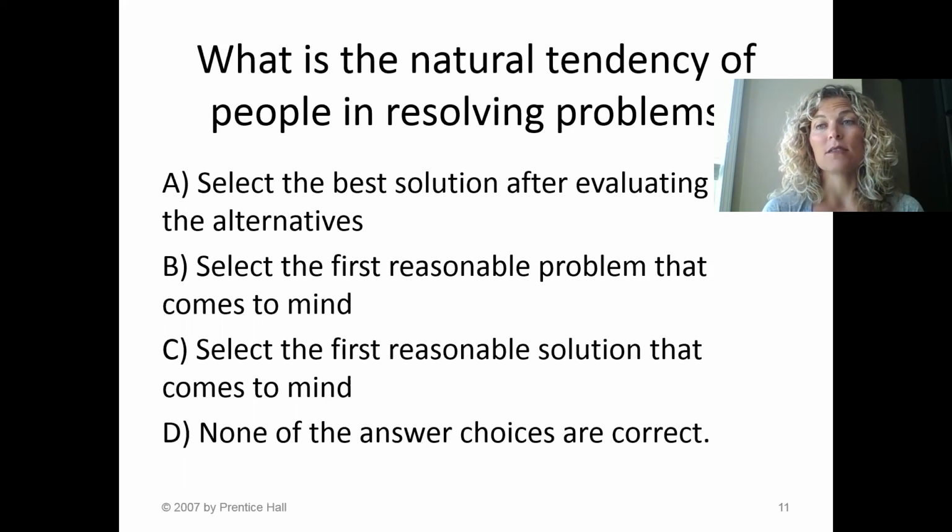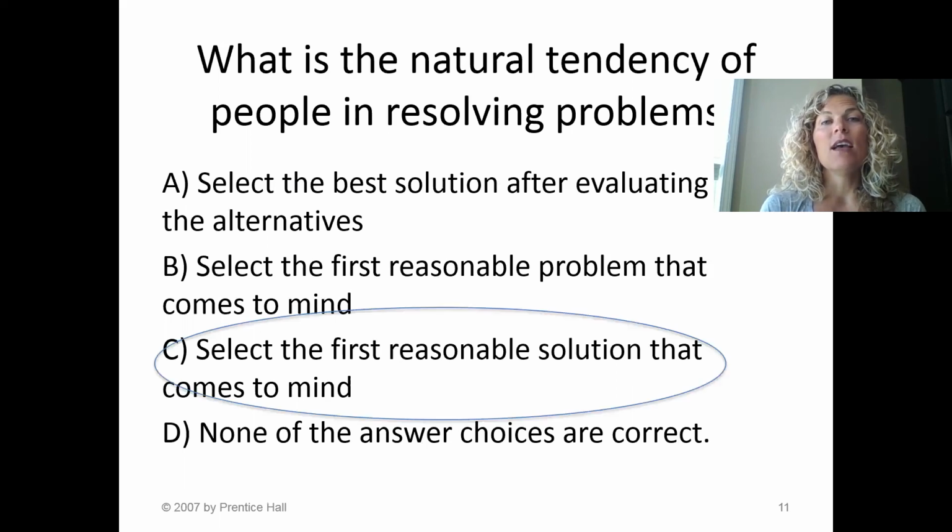So again, pause, or here we go. The answer here is C. The natural tendency of people when problems arise is to start solving it, all right? And we don't always do a good job of first defining that problem, right? So it's a very natural tendency to try to resolve that conflict, to resolve that uncertainty with a solution.